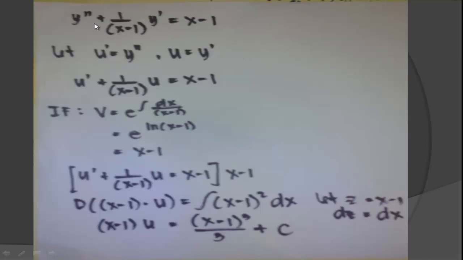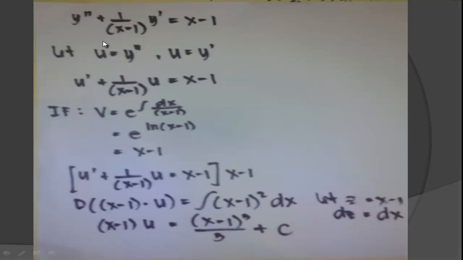Alright, now we'll try to solve this linear differential equation: y double prime plus 1 over x minus 1, y prime is equal to x minus 1. Now, you may be wondering how to solve this one, because it is a second order differential equation, or it's in the second power.